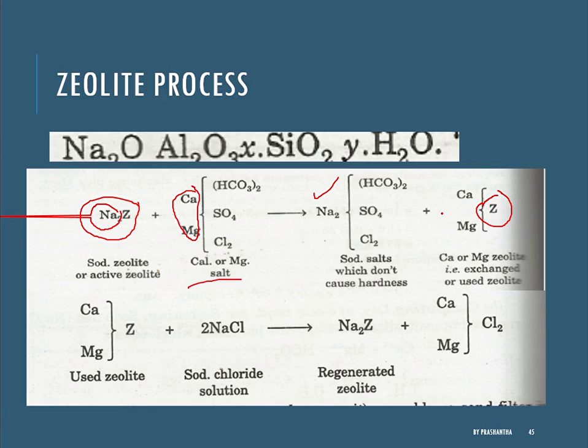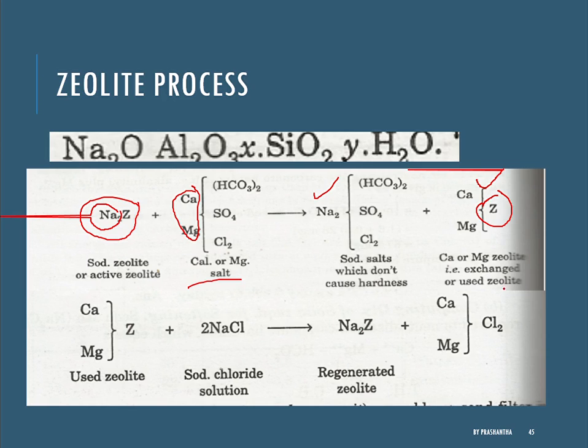So how to regenerate it? For that, we have to treat it to get active sodium zeolite by treating with 5% to 10% sodium chloride. Whatever calcium and magnesium zeolite is generated will be there in the salt or in the clay. This will react with the sodium chloride, and once again zeolite will be regenerated.